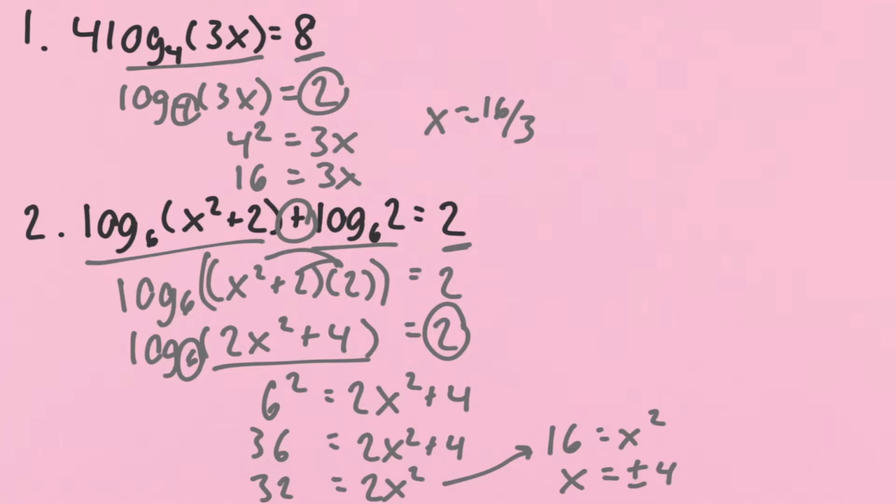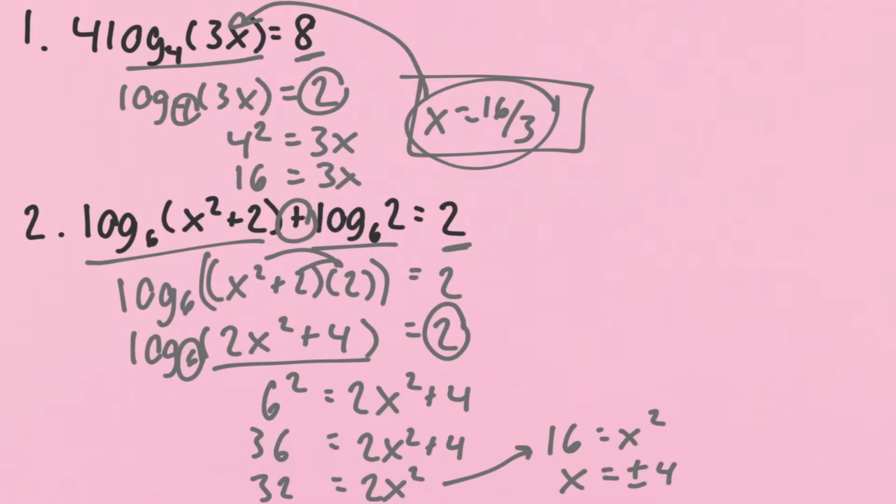One thing that you do need to double check for is extraneous solutions. Just plug everything back in to make sure that you don't have logs of negative numbers or 0. So if you plug 16/3 back into the problem, 16/3 times 3 isn't going to be a negative number, so this was our final answer. Here, if we plug in 4 squared plus 2, that gives you a positive number, and also plug in -4, that also gives you a positive number. So these are both answers.